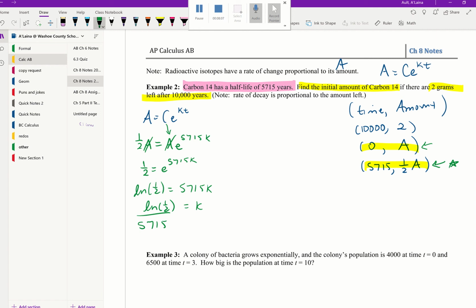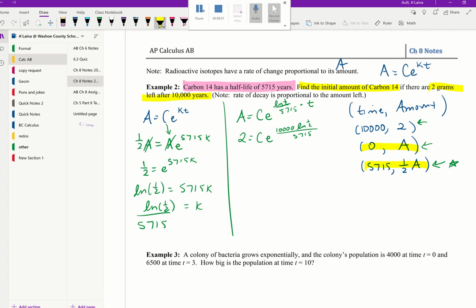Now, what would be really helpful is if I remember what I'm trying to do, to figure out what C, or in this case, I could call it A, actually is. So here's what I'm going to do. I'm going to go ahead and use this ordered pair. So if I rewrite this and I replace k, A is equal to C times e to the power of the natural log of 1/2 divided by 5,715 times t. Well, if I put in 2 for the amount, and I put in 10,000 for time, I'm going to move that time in front of the natural log so that I don't get myself confused.